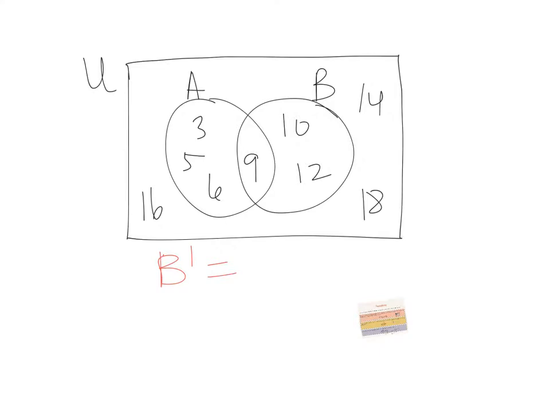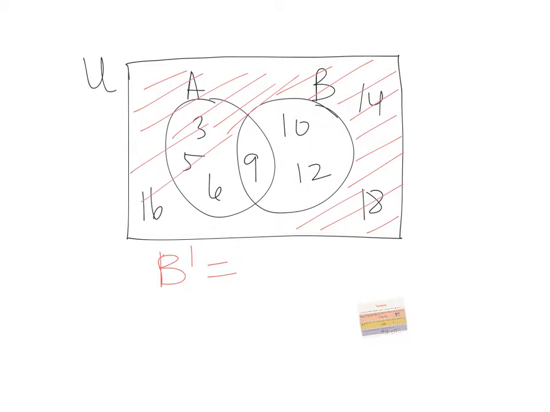Okay? The way I would do it, this is what I think is the easiest way, is B prime means everything that's not in B. So I'm just going to quickly shade in everything that's not B. Now what's important to notice here is that 9 is inside B. That's part of B. Because B is this whole circle. So that's the only part that doesn't get picked. So everything I shaded counts.